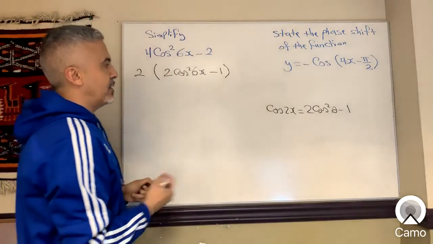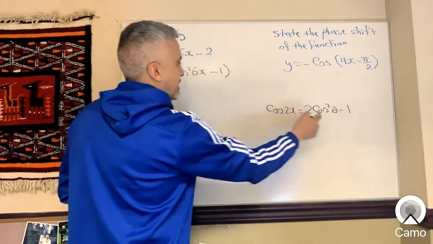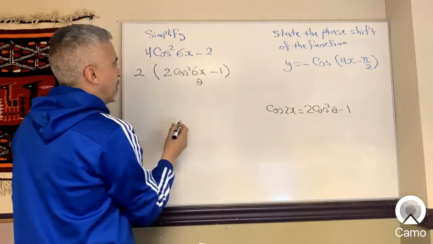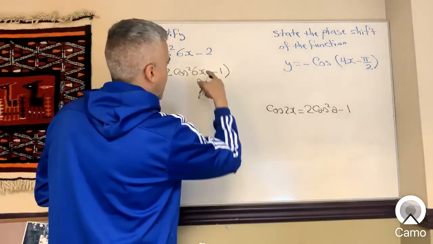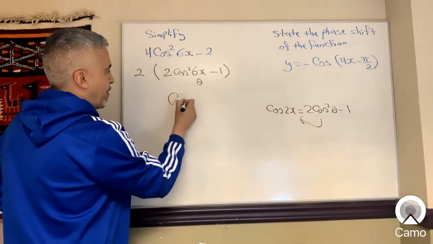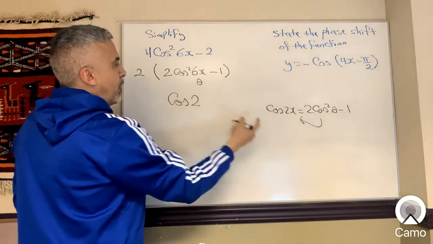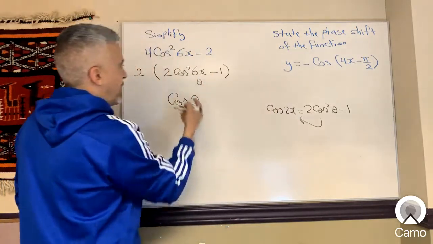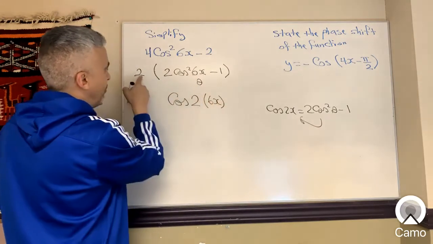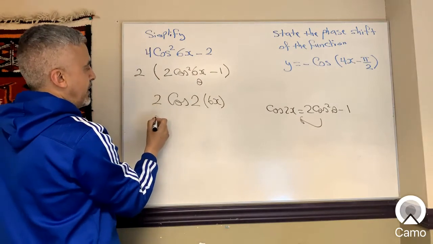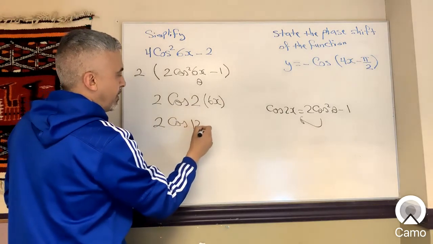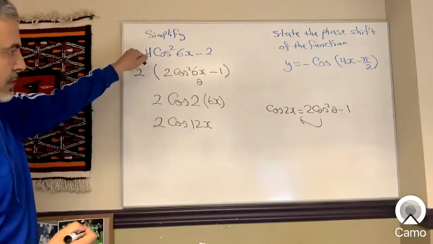Now this becomes exactly like this. The only difference is that instead of theta, you have 6x. So basically, this here is your theta. If you want to change this part to this, all of this becomes cos 2 theta, but theta here is 6x. So instead of theta, you just write 6x. And don't forget that 2 that's there. Therefore, this becomes 2 cos 2 times 6, which is 12x. And that's the answer to this question.